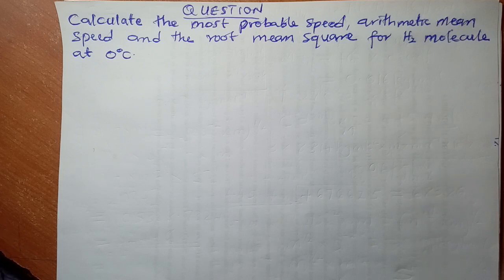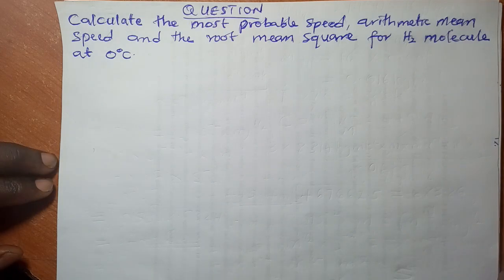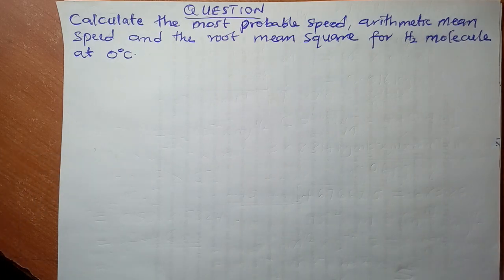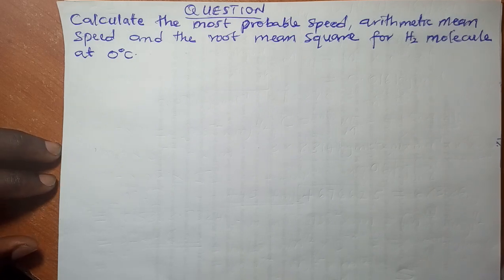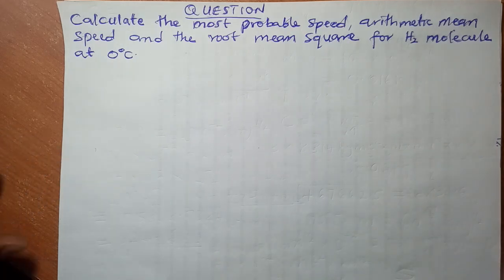Look at it. This is a question before us again: to calculate the most probable speed, arithmetic mean speed, and root mean square speed for hydrogen molecule at 0 degrees C. Okay, we shall be doing that. Please, when you are solving a question, it is good you bring out the units in the formula so that you can cancel the units out and cancel identical species, so that you have a standard unit as your final answer.